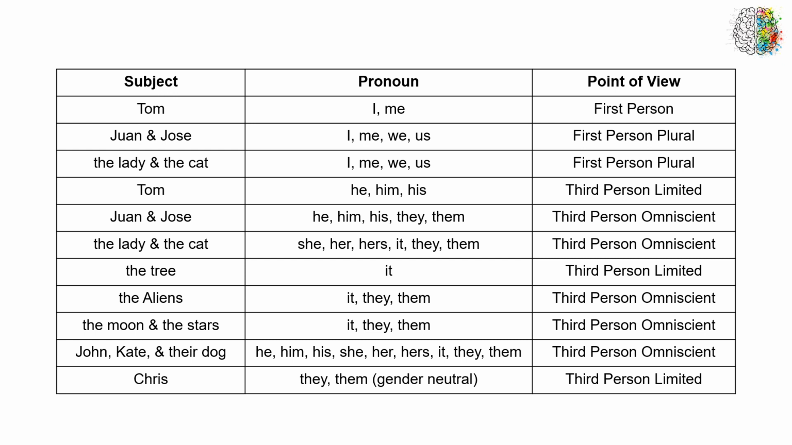Notice also that when we have the pronouns of they and them, most of the time that is going to be for multiple characters, and that would be third person omniscient. But if it's a more modern or current text, the they, them may also be used by an individual to refer as a gender neutral pronoun, and that would be third person limited.